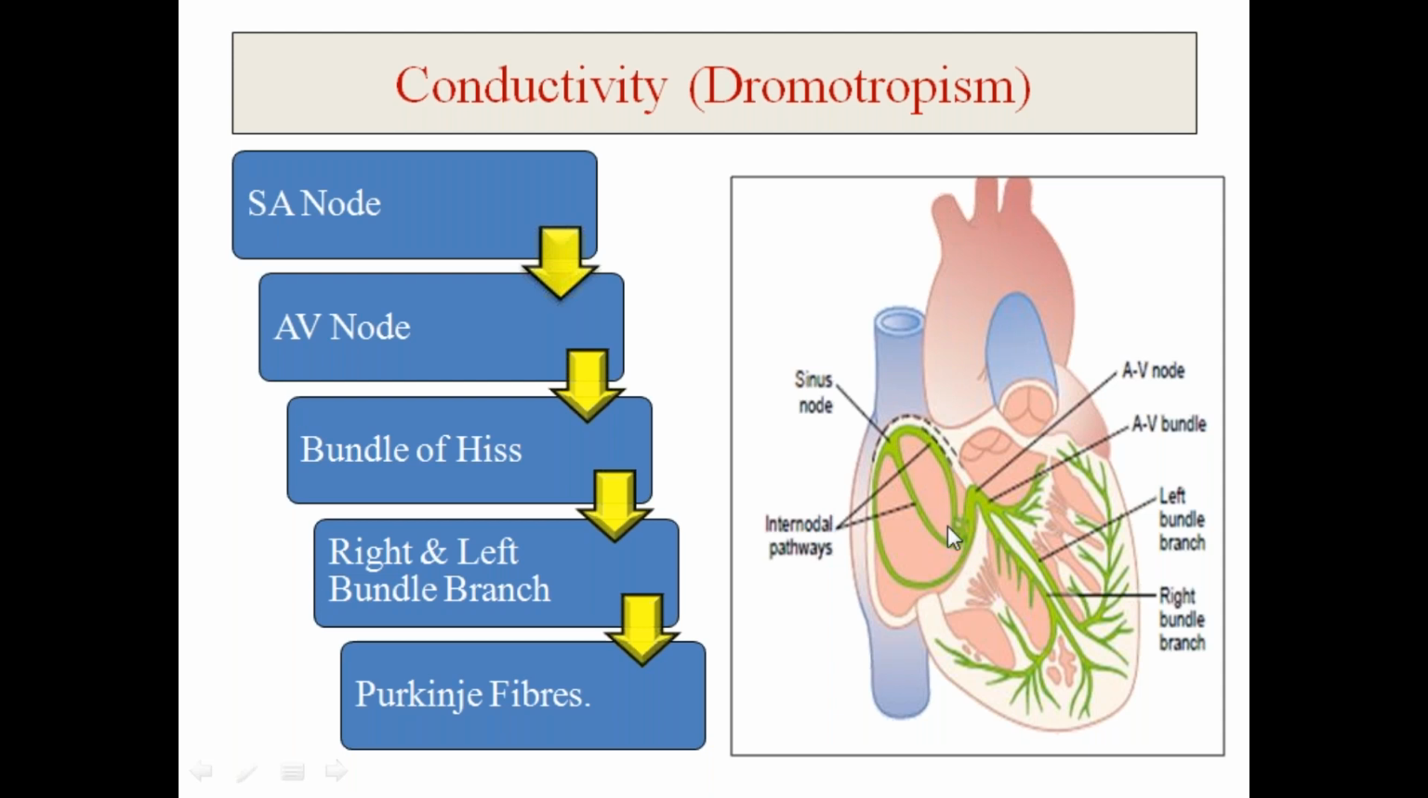There is the anterior internodal fiber, the middle internodal fiber, and the posterior internodal fiber. So this impulse has been carried to the AV node, and this AV node is connected with the bundle of His. This bundle of His penetrates into the ventricle, into the interventricular septum, and then it divides into two branches, right and left branches. Through these right and left branches, they move towards the apex of the heart, and then from the apex they move toward the basolateral side.